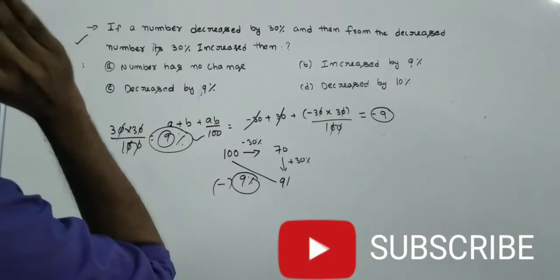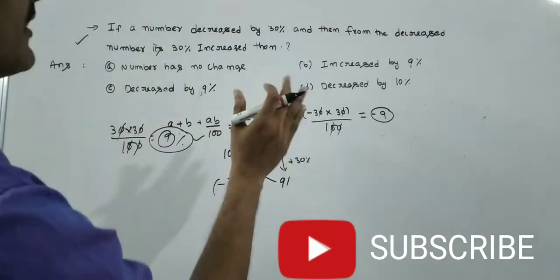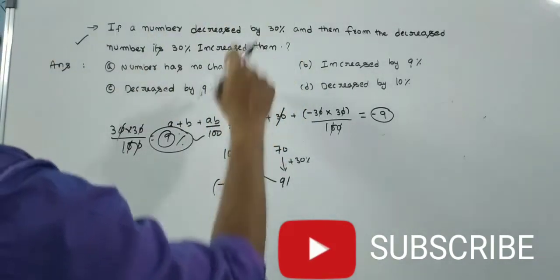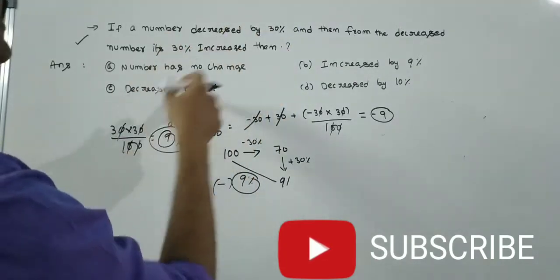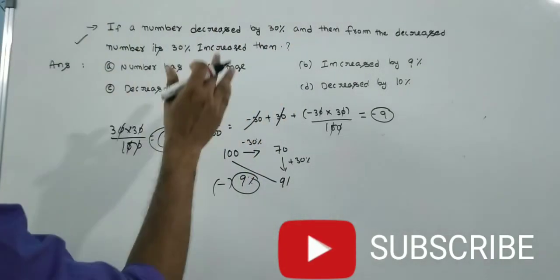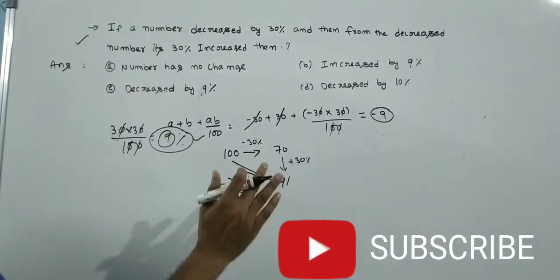See friends, if this type of problem comes, straight away 30 into 30 by 100. Two zeros cancel. 3 into 3, 9. So decreased by 9%. Always the number is less than the original number.